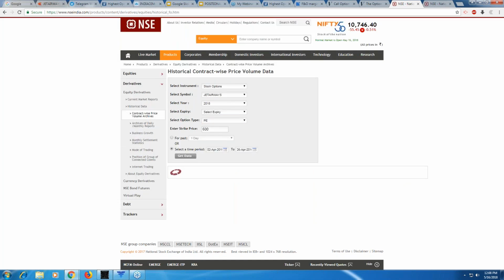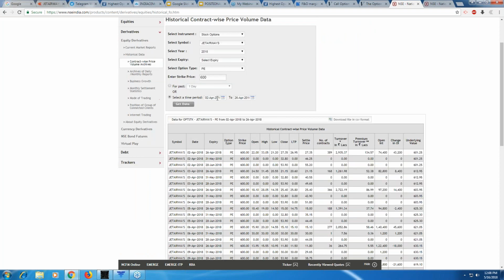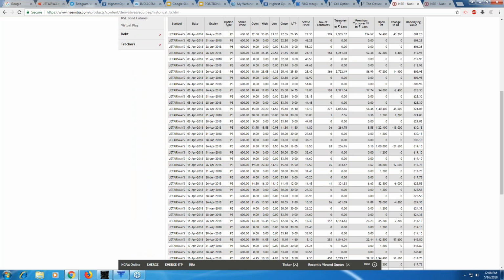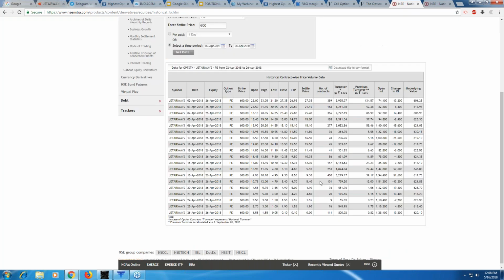600 put, right? So what's happening? Why are there so many entries? 2nd April 2018, how much data is there? Jet Airways. I need only one strike price. I need to select the expiry, that is going to be the 26th, and get data. So see here, this is the data, right? So the put was at 27 rupees, and it expired worthless at the end of the month.